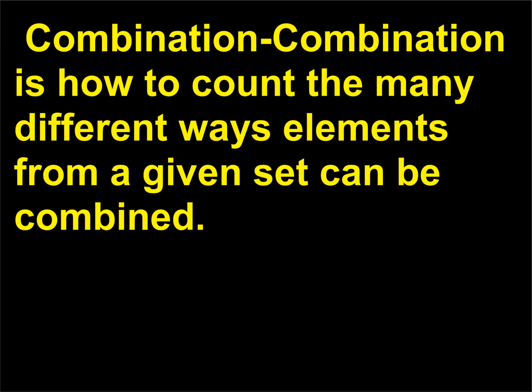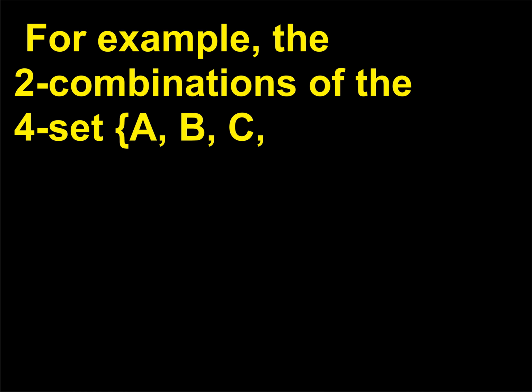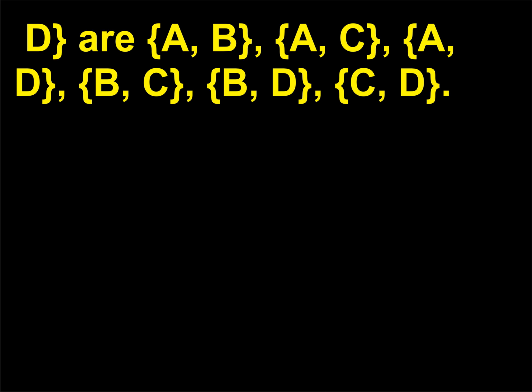Combination is how to count the many different ways elements from a given set can be combined. For example, the two-element combinations of the four-member set A, B, C, D are AB, AC, AD, BC, BD, CD.